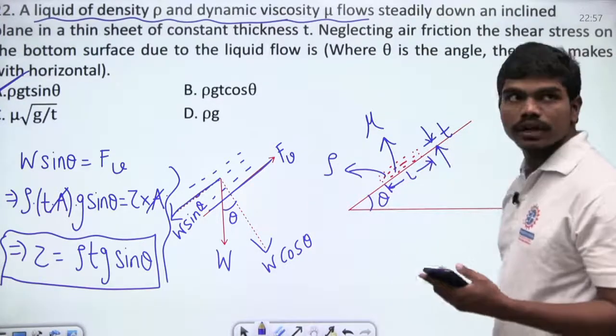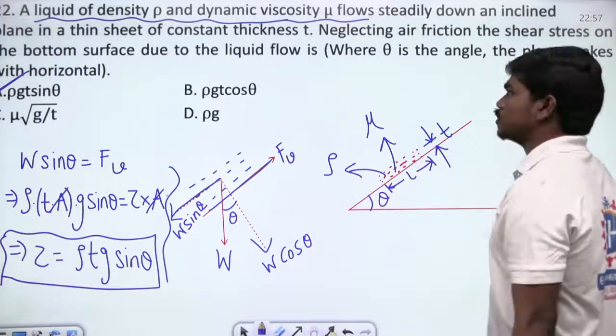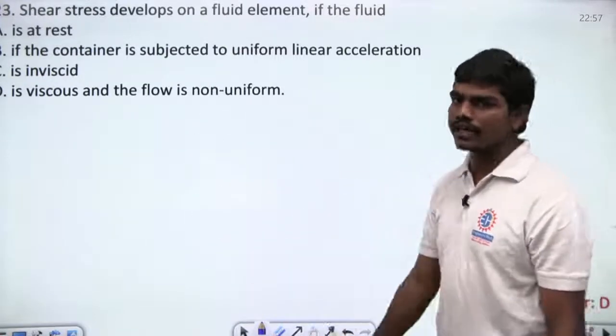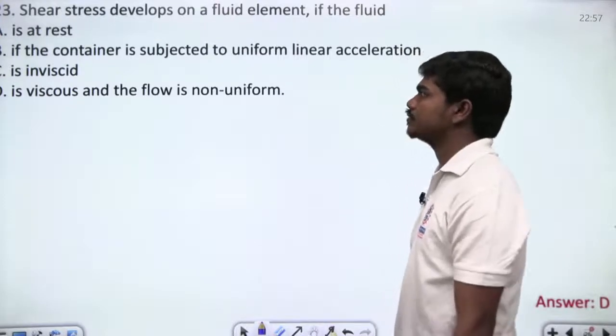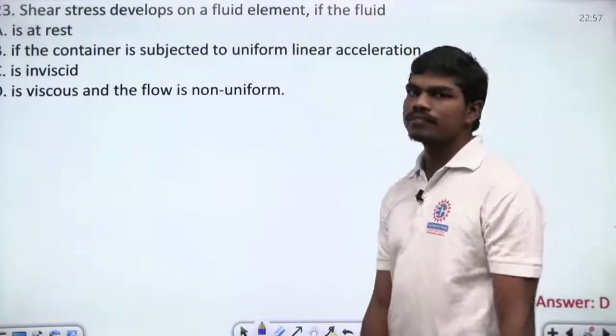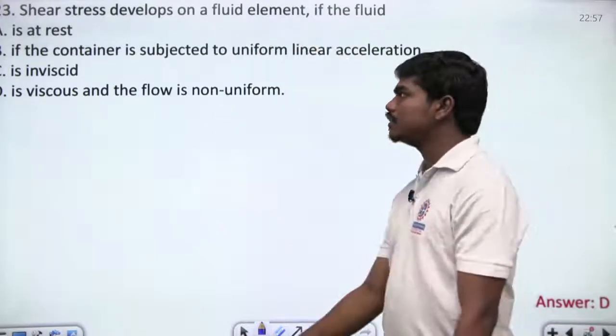Okay. Chalo, I think it's 11 o'clock already, so fine. Let us go for 2 more questions and let us end the show. Shear stress develops on a fluid element if the fluid. So please tell me, shear stress develops on a fluid element if the fluid.